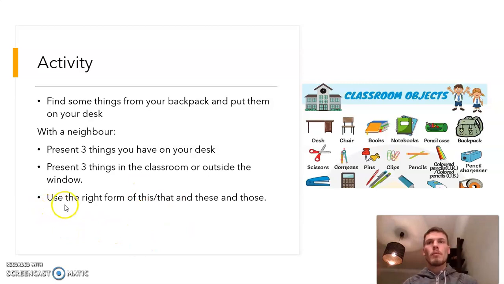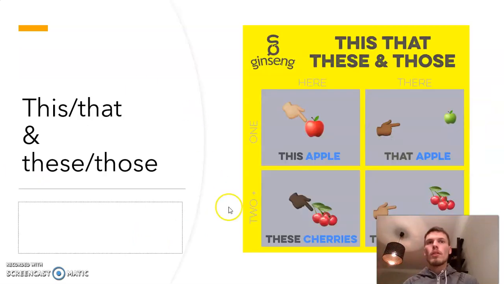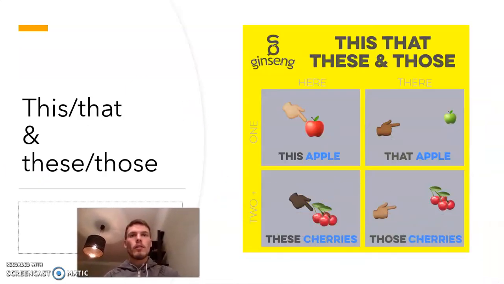Okay, then remember to use the right form of this and that and these and those if you're talking about plural, many things. So keep this in mind and look at this table when you are talking.